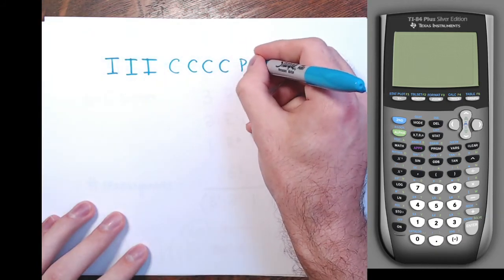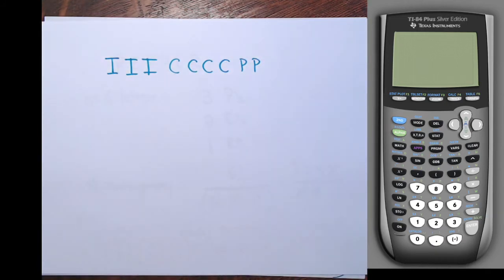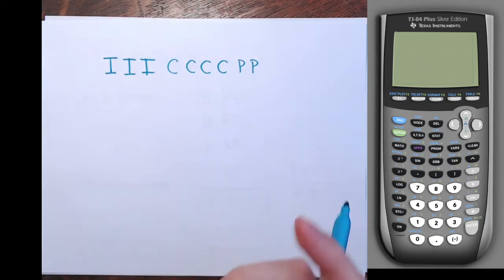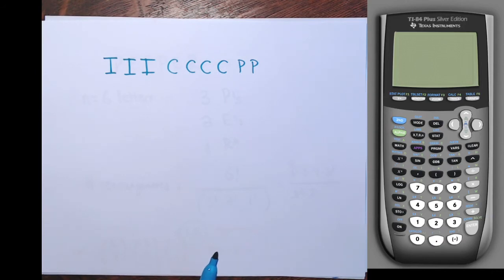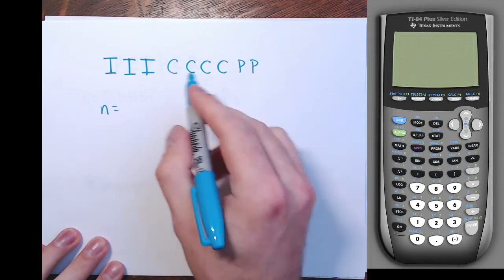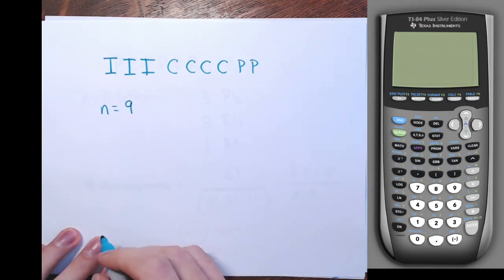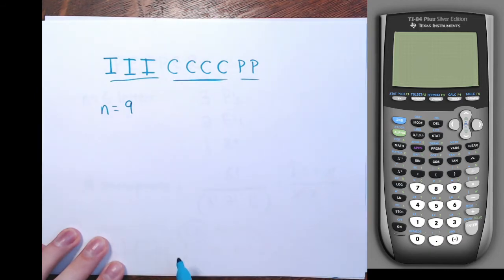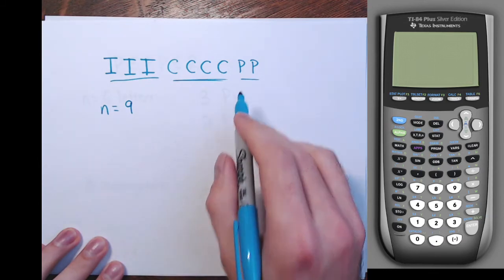I'll use P for pudding. And again, maybe they're from the same store. You can't really tell them apart. It wouldn't bother you if you got this one over that one, right? They're indistinguishable. So the number of objects here is 9. They said there were 9 kids. 3 I's, 4 C's, 2 P's, right? 3 ice cream sandwiches, 4 cupcakes, and 2 bowls of pudding.